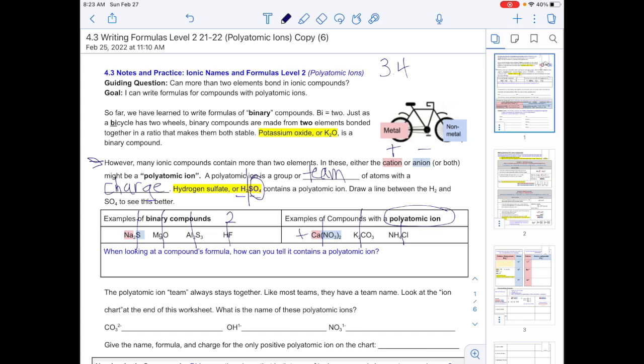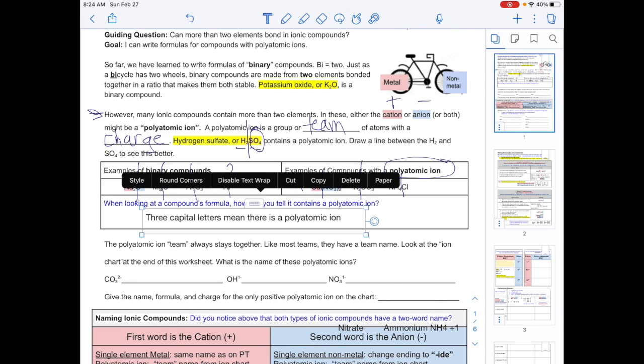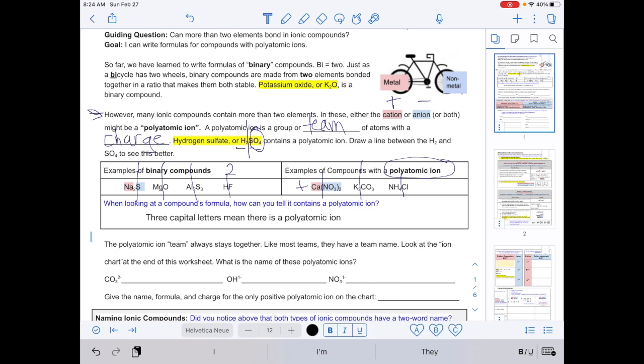So when looking at a compound's formula, how do we tell it contains a polyatomic ion? The easiest way is to notice that there are at least three capital letters. That means there's a polyatomic ion. So you can pause and type that into your worksheet. The polyatomic ion team always stays together. Like most teams, they have a team name. Look at the ion chart at the end of this worksheet. What is the name of these polyatomic ions?